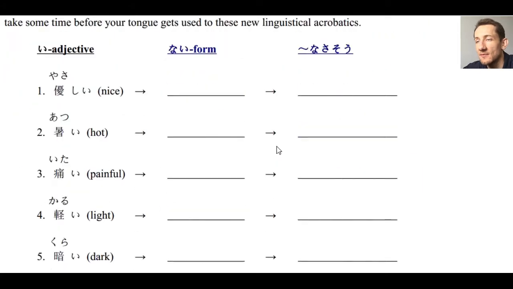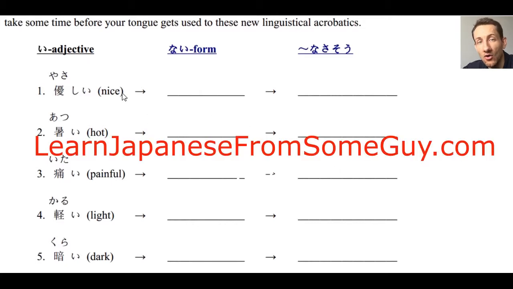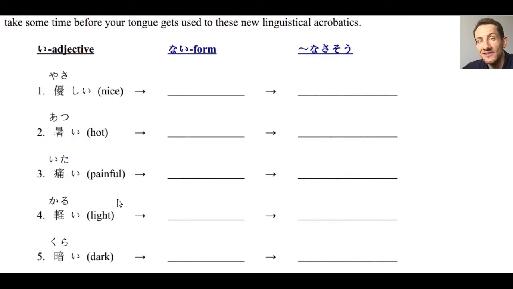Okay, so now we're going to try some on your own. We have just five e adjectives. In this first column, conjugate them to the nai form, and then in this last column, the nasa sou form. And remember, you can go to my homepage, learnjapanesefromsomeguy.com, and download the PDF that has these problems on them, so you can just print them out and write. And now let's check our answers.